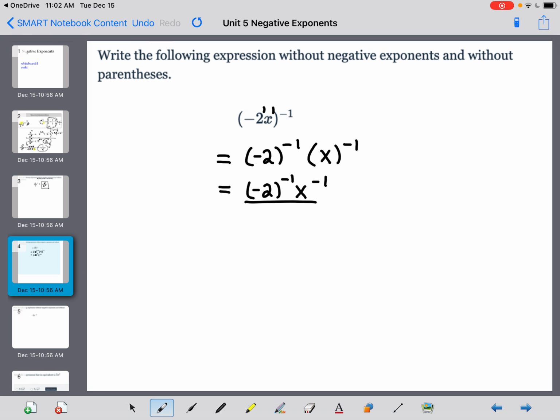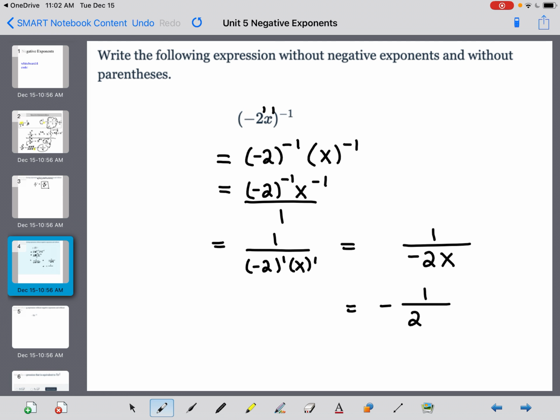So to make them positive, I'm going to need to bring both of them down into the denominator and make those powers now positive. So again, I don't need all these parentheses. I just wanted to really stress that everything had to come together. 1 over negative 2x, and now they both have a power of positive 1, so you don't need to write that. And even if you want to bring that negative maybe in the front of the fraction, that's probably where you'll see it. But if you left it in the denominator, that's not wrong.